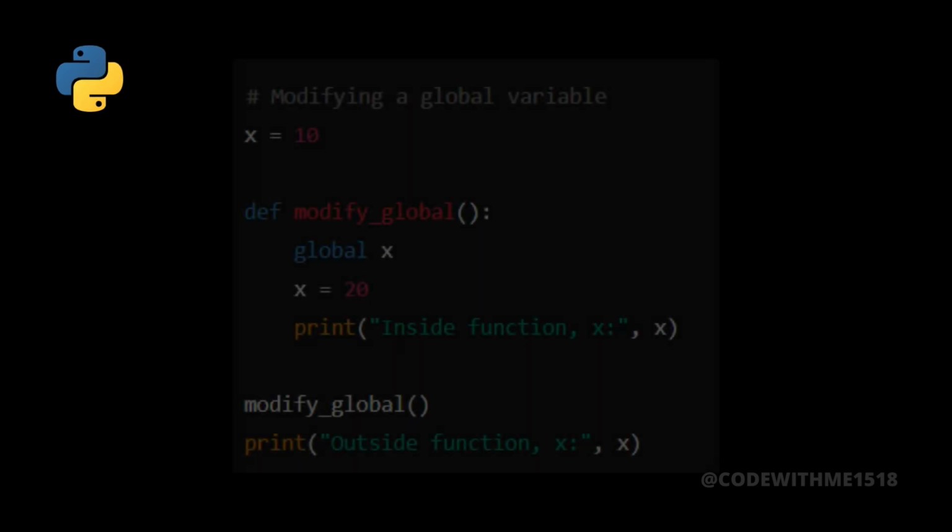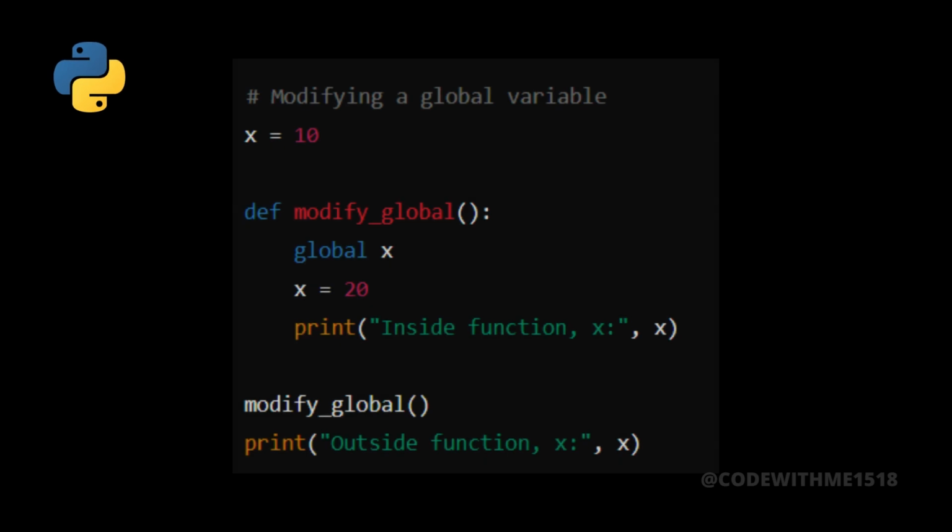You can modify a global variable inside a function using the global keyword. By using global x, we can change the value of x globally from within the function.